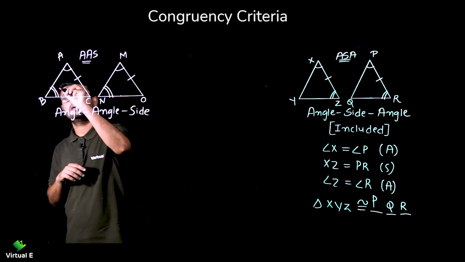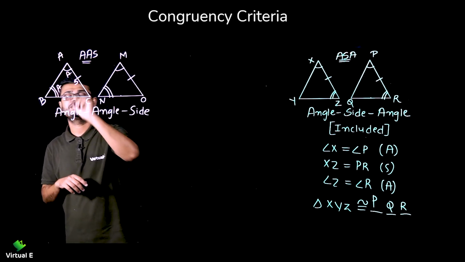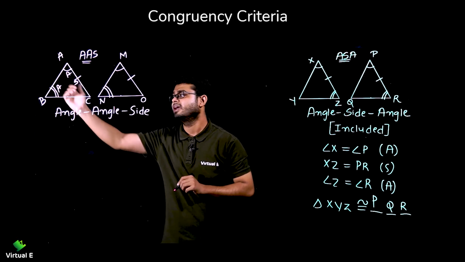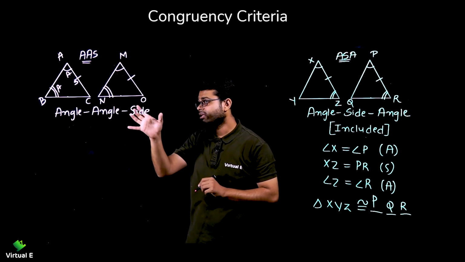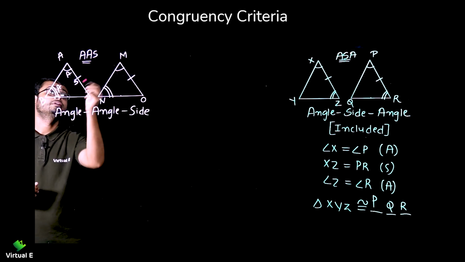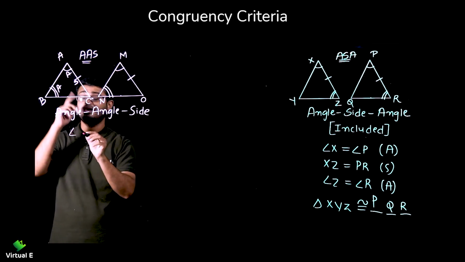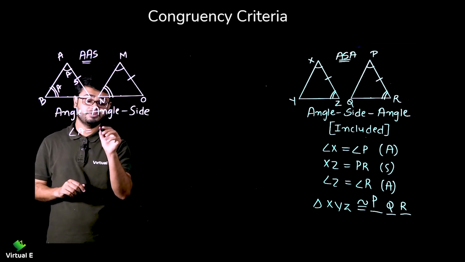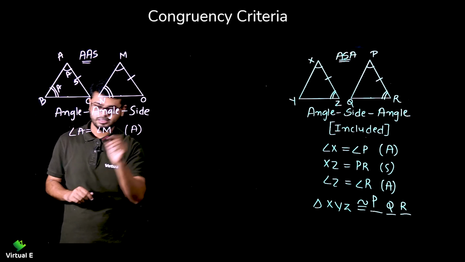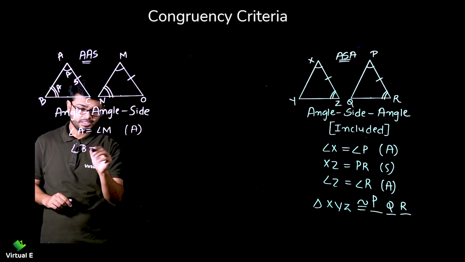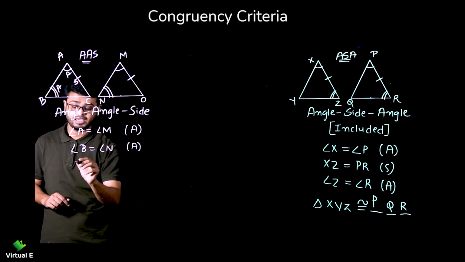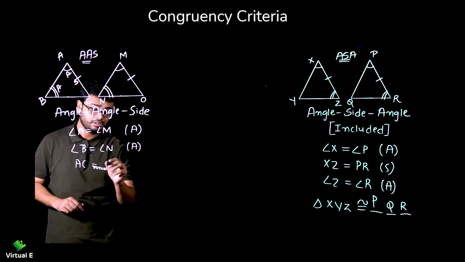So you can say A, A and S, right? If BC is equal to NO we take, then also we can follow AA and this S. So this side should be in contact with either of the angles. So let's write the condition here. First of all, let's start with angle. So angle A is equal to angle M. Then another angle, angle B is equal to angle N. And side we have AC is equal to MO.